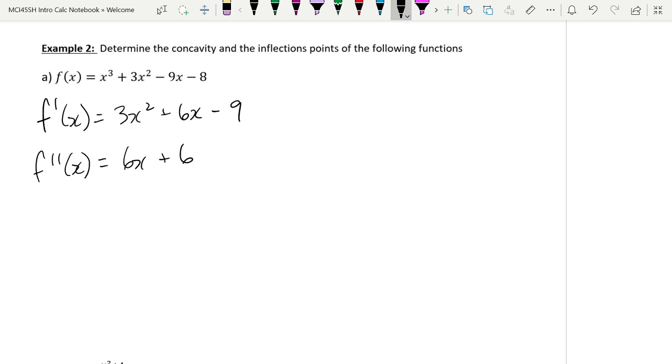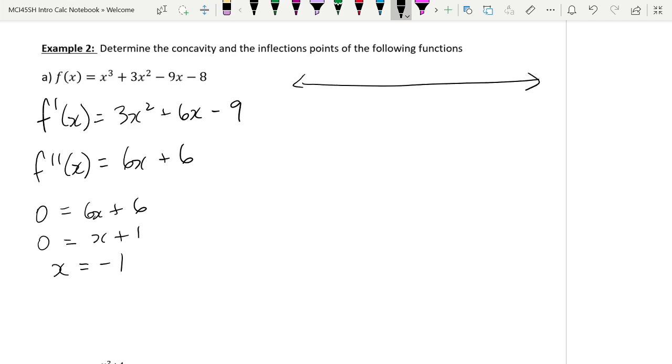So let's do the test. Let's set the second derivative to 0, in which case we're going to factor out a 6 here, and x equals -1 is my critical value of my second derivative. So let's do a little test on that. I'll just use a number line since it's linear. I don't need a big interval chart for something linear. Oh, that's not supposed to be 0, that's supposed to be -1.